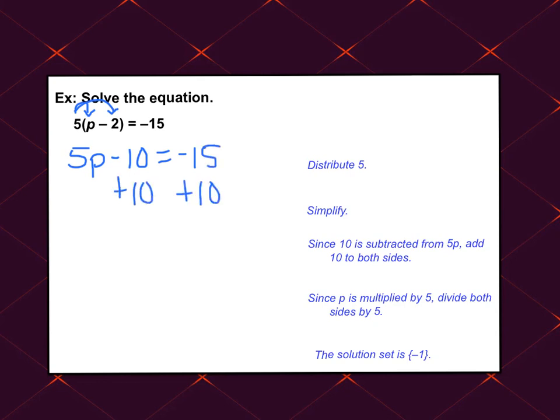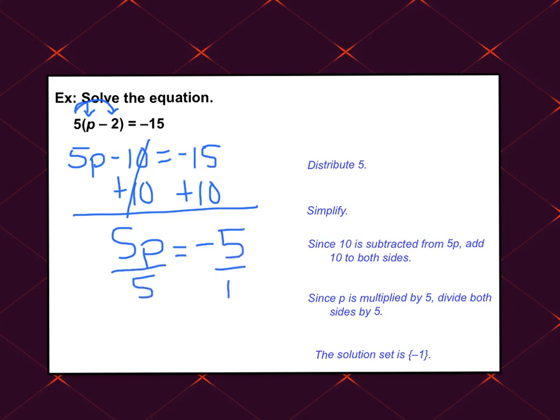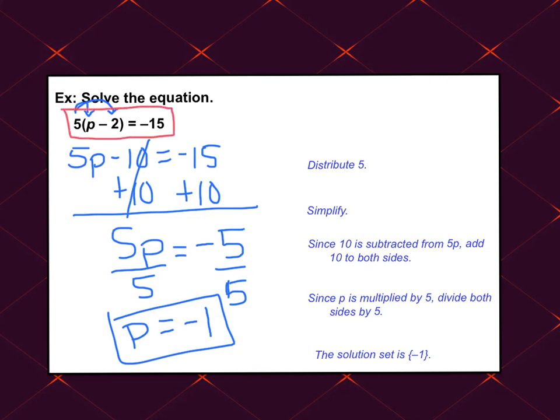And now I have 5p. The 10s cancel, and I get negative 15 plus 10, different signs. One's negative, one's positive. I subtract them from each other and then keep the sign of the bigger number. So since 15 is the biggest and it's negative, that means the final answer will be negative, and 15 minus 10 is 5. Then divide both sides by 5, and p will equal negative 5 divided by positive 5, which is negative 1. And here's your final answer. Now I challenge you to come up with the equivalent equations to the original equation. So which ones are equivalent equations to the original equation?